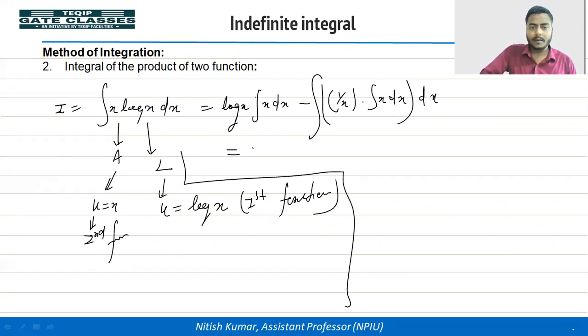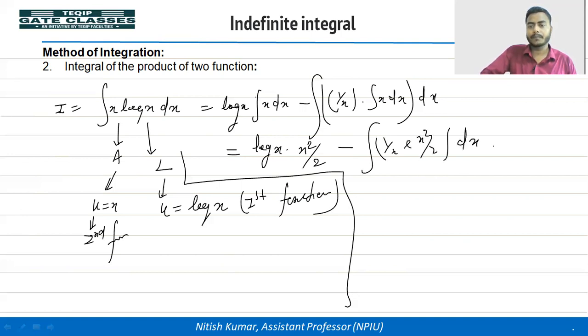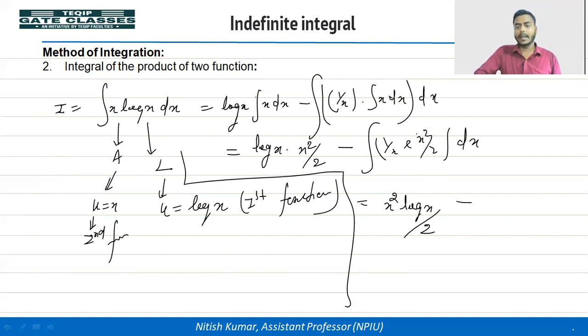Now we can write log x into the integration of x, which is x square by 2, minus 1 by x into x square by 2. We can write simply x square log x by 2 minus, x would be cancelled, so 1 by 2 into x square by 2 plus c.